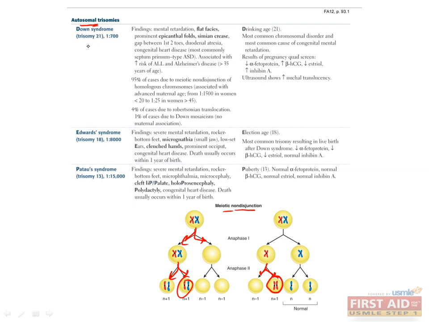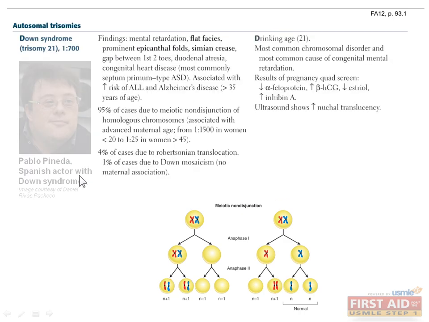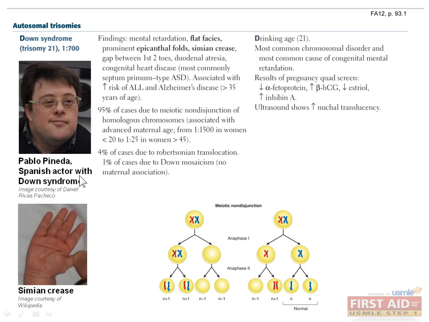The 3 most common autosomal trisomies are trisomy 21, or Down syndrome, trisomy 18, or Edwards syndrome, and trisomy 13, or Patau syndrome. Trisomies of the other chromosomes are not viable. Down syndrome is the most common, with a prevalence of 1 in 700 people, and is the most common cause of mental retardation. Patients often have several classic characteristics, including flat facies, prominent epicanthal folds, and a simian crease, which means there's only one fold in the skin across the palm, as you can see here.